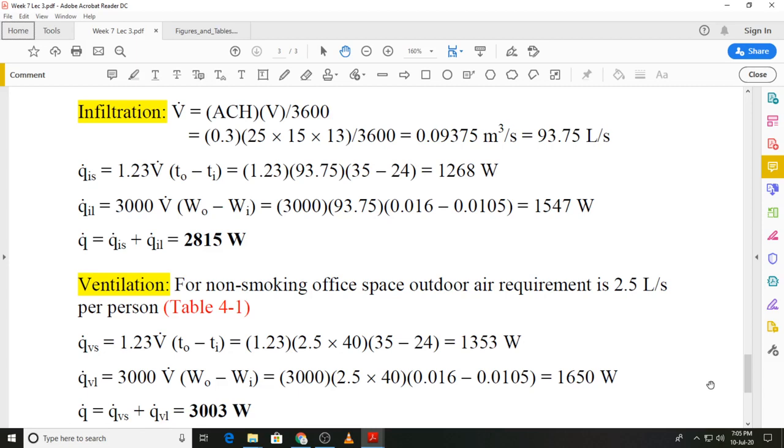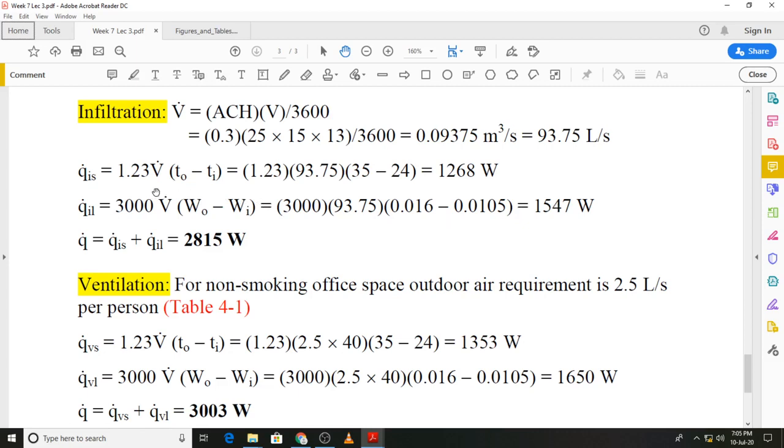And we get the infiltration rate in cubic meters per second. You multiply it by 1000, and the resultant infiltration rate is 93.75 liters per second. Then we calculate the infiltration load. Again, that has two components, the sensible and the latent components.